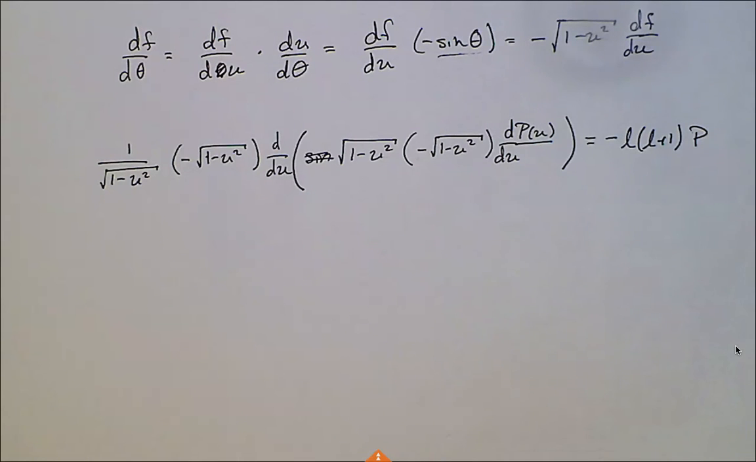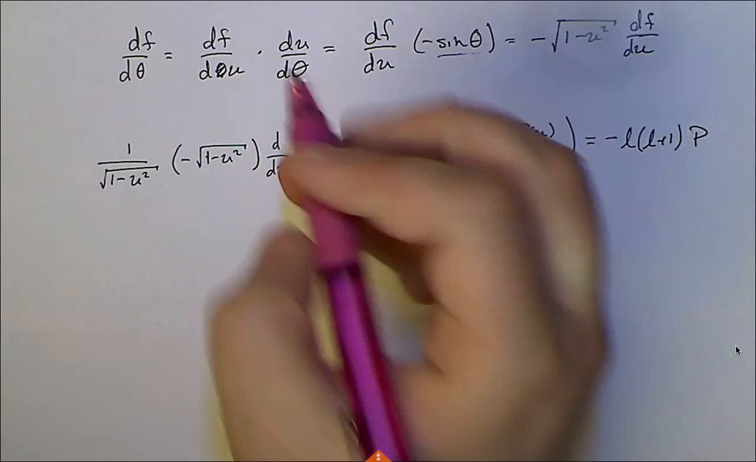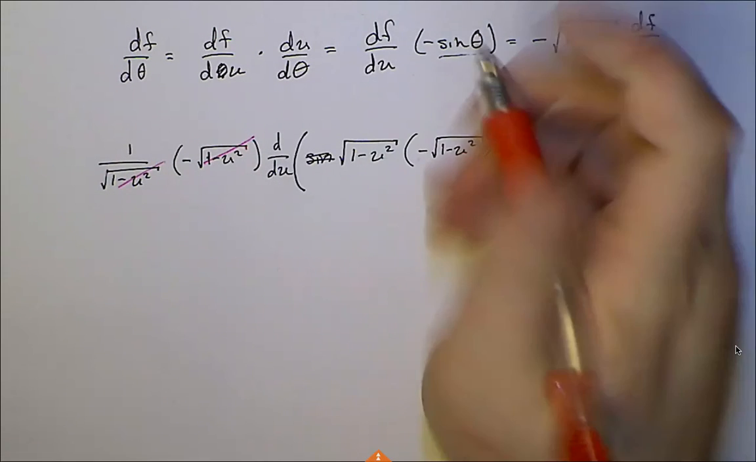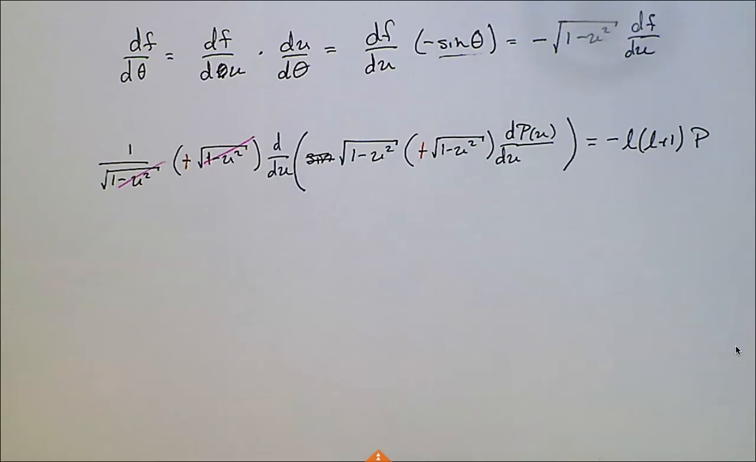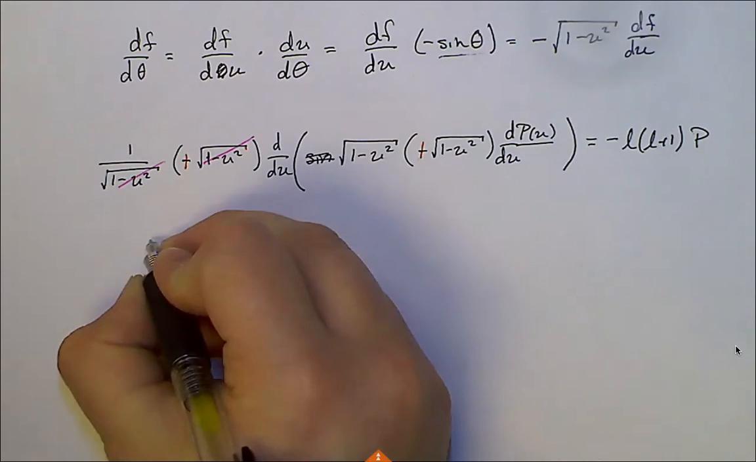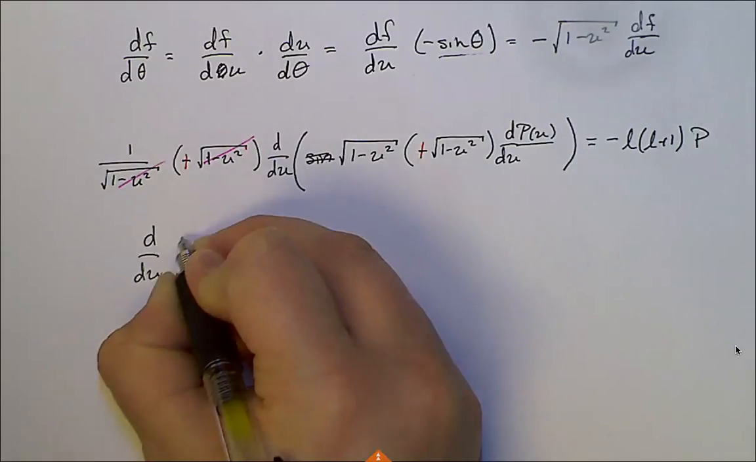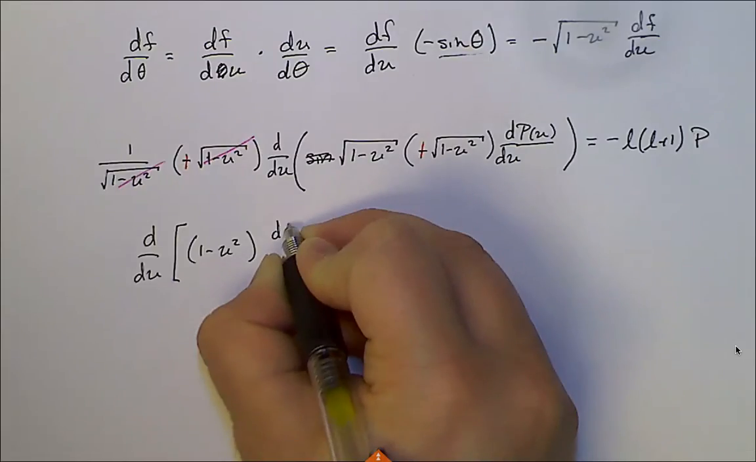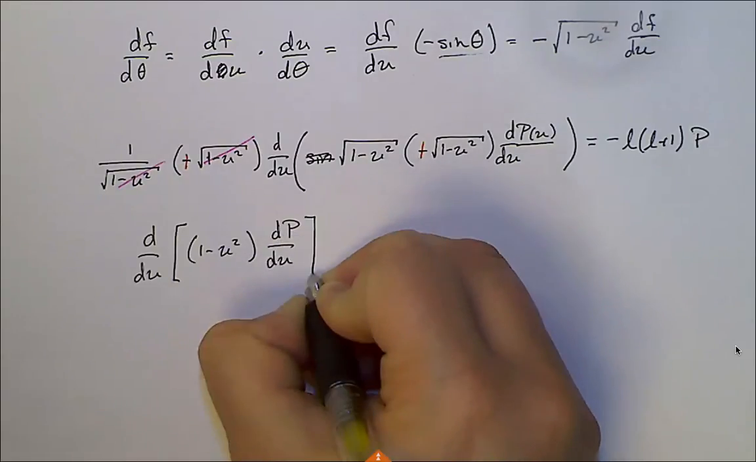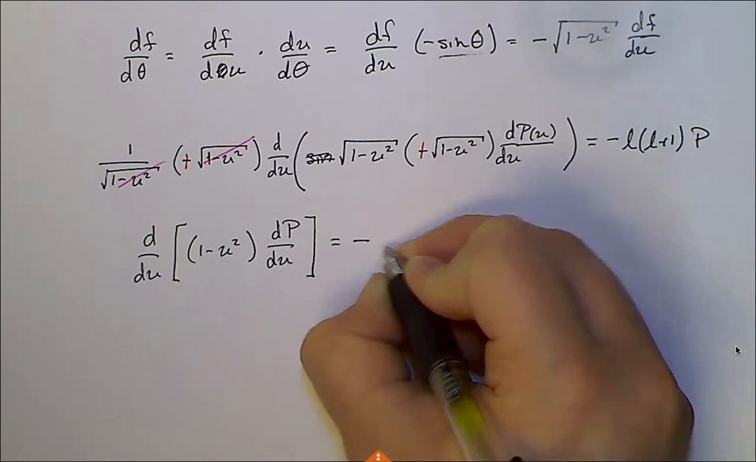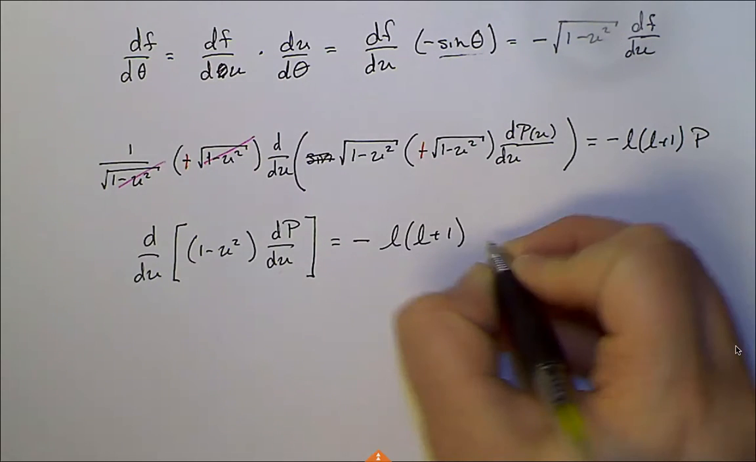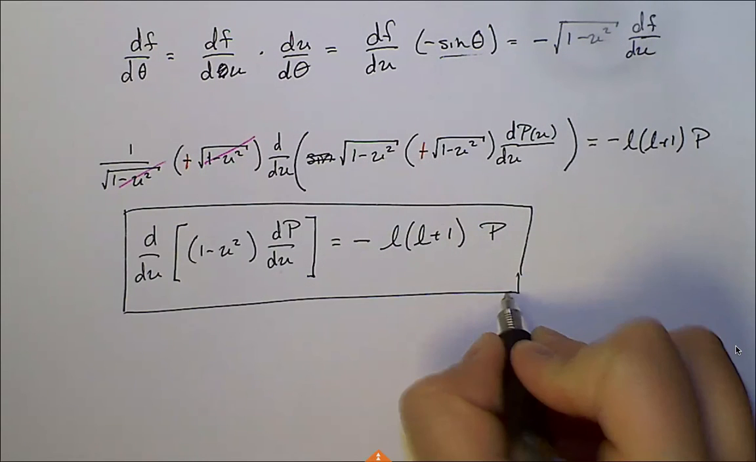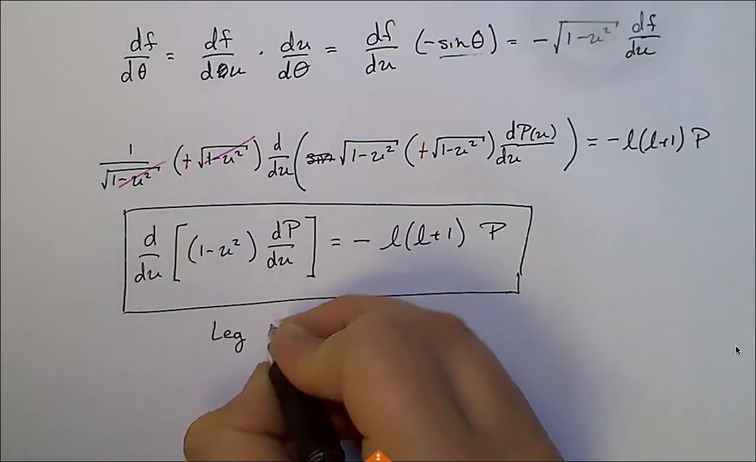All right, so here was our new value. We're going to do some quick simplification, canceling here. See also this minus sign is going to come through and cancel this minus sign out front, and I am left with du of 1 minus u squared times the derivative of p with respect to u, which is equal to minus L plus 1 times p. You might recognize this equation, or you may not, but this is what's known as Legendre's equation.